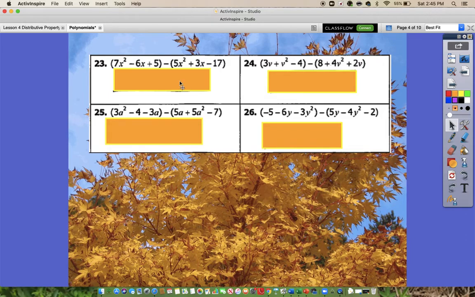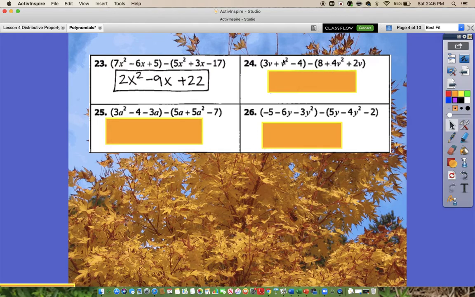Okay, guys, for 23... So make sure if you have hit play that you're ready to check all four of these because I'm just going to be revealing them quickly. For 23, when we distribute, we should have gotten negative 5x squared. So 7x squared minus 5x squared will give us 2x squared. Negative 6x plus this would become a negative 3x would give us negative 9x. And positive 5, and then this would become a positive 17 when we distribute. So 5 plus 17 gives me 22.